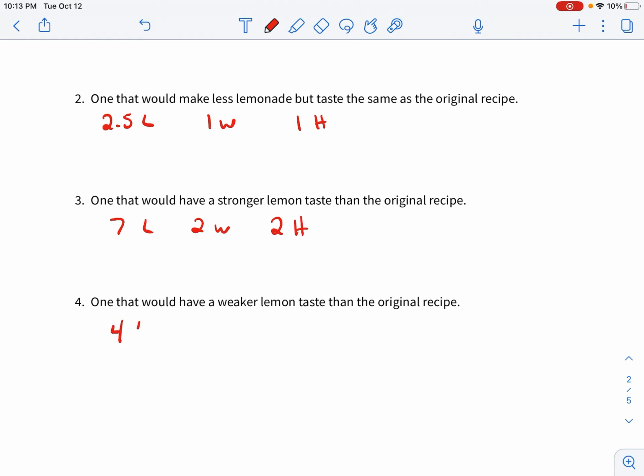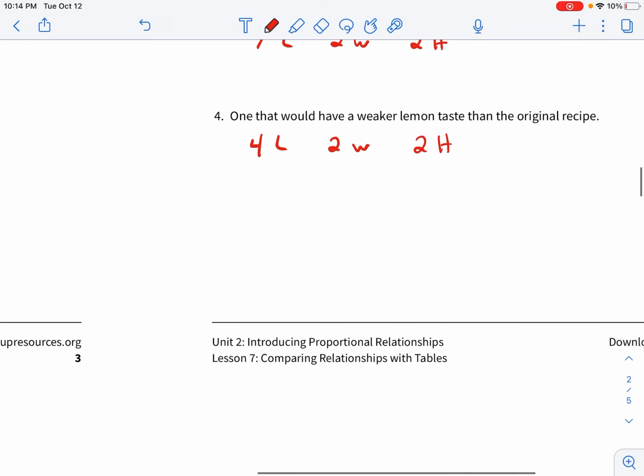Okay, one that would be a weaker lemon taste. So if we used 4 lemons, still use 2 cups of water and 2 tablespoons of honey, that would be a recipe that would be weaker. All right, so we have 2 that are proportional, that the scale factor changes by the same factor, and 2 where it does not.